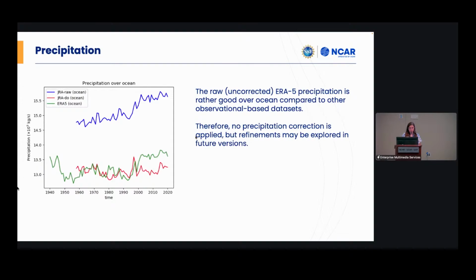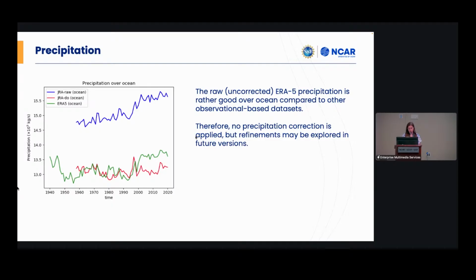So for the precipitation, at this stage, at least at the first stage, we didn't do any correction of the precipitation over ocean, because there is some evidence that the ERA5 precipitation is rather good over the ocean, at least compared to the observational-based datasets.